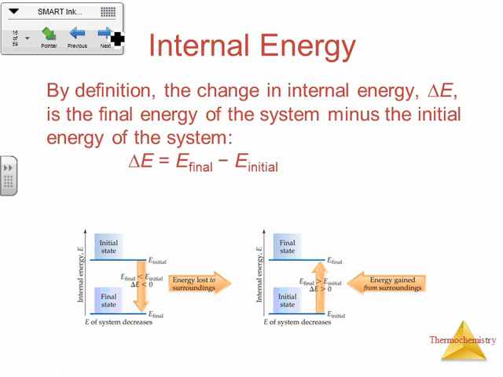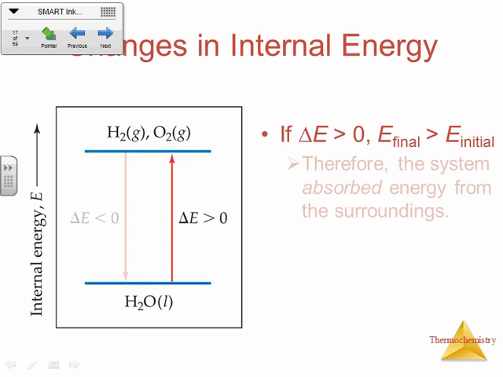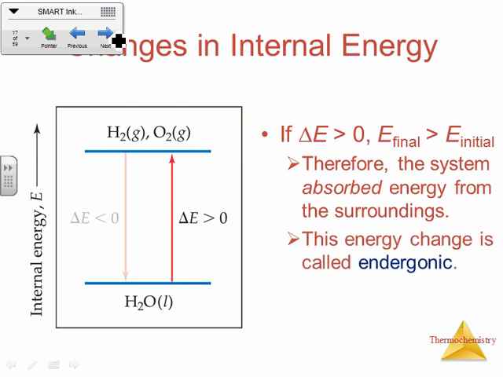To find the change in internal energy, that's a little bit easier to do. If we can figure out our final minus our initial internal energy, then we can find the change. And again, that's a little bit easier to find than the absolute energy. So for changes in internal energy, if the change in energy is greater than 0 for the system, then that means the final energy must be greater than the initial, so the system gained some energy from the surroundings. Some energy flowed into that system.